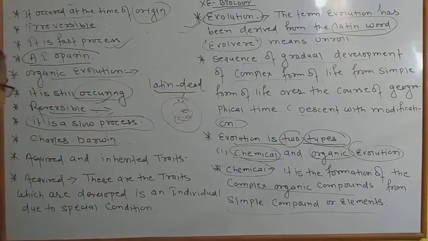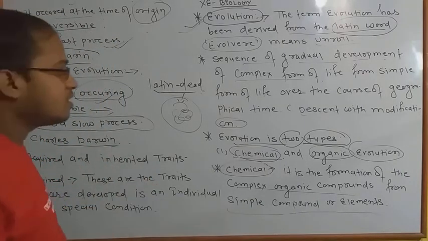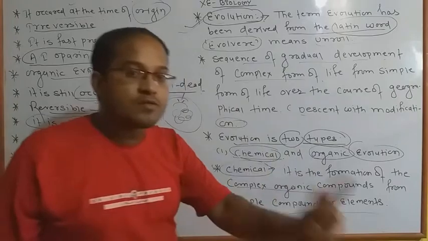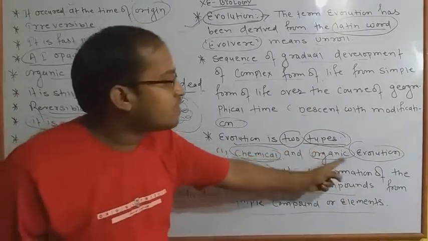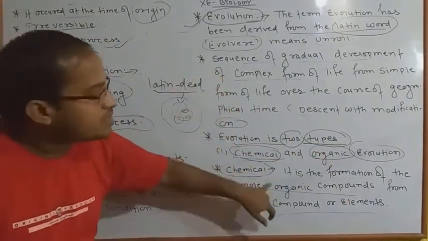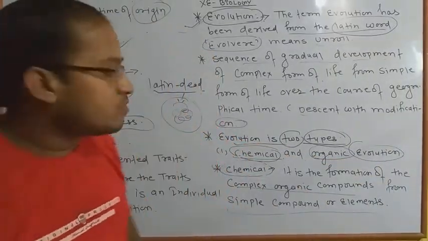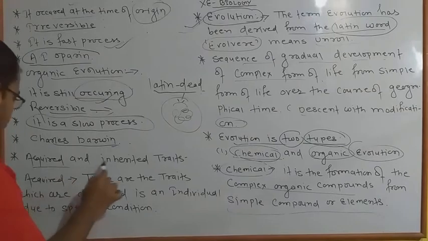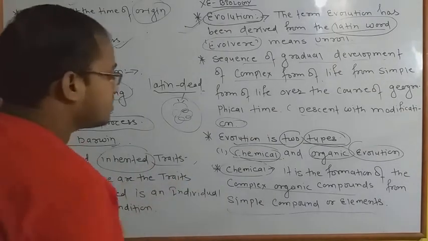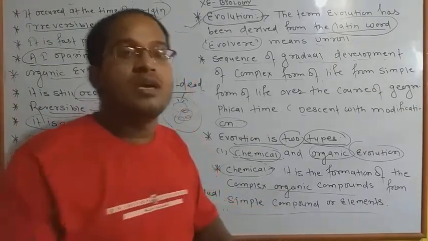Okay, now next, apart from that, we have discussed evolution. We have also discussed 2 types of evolution, chemical and organic, and we have also discussed the characteristic features of chemical evolution and organic evolution. Now we are going to discuss inherited and acquired traits. Okay, inherited and acquired traits, these 2 traits are different.